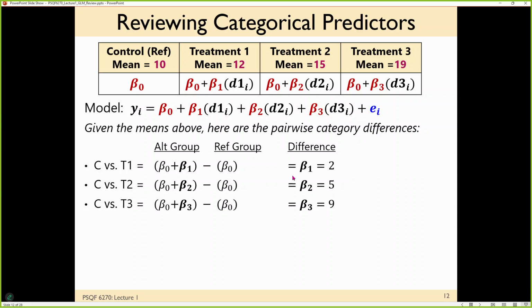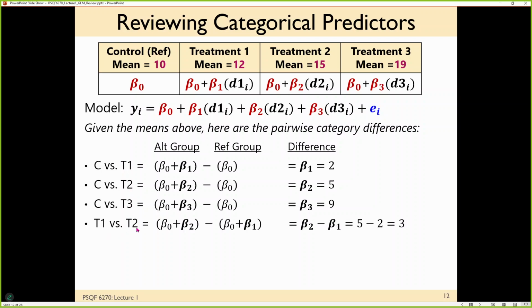The same logic gets us all the other control-related differences. As a general principle, when you set up your coding, the model parameters are going to tell you all about the reference group. They're not going to tell you about the alternative groups. But I can get there.